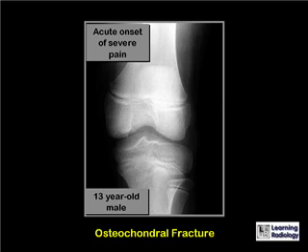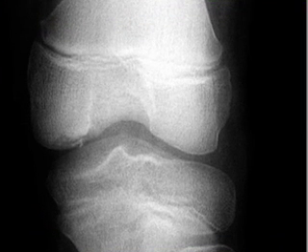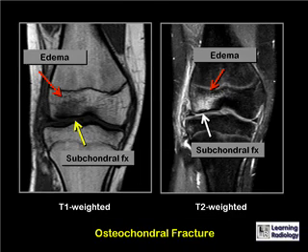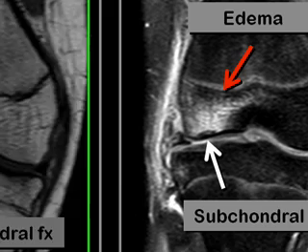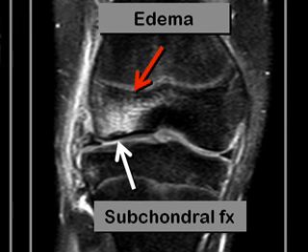This is a frontal view of the knee in a 13-year-old male who had the acute onset of severe pain, and you can see that there is a defect on the medial femoral condyle. On the T1 weighted MRI of the knee in the coronal projection, we see the edema of the medial femoral condyle, and we see the low signal intensity of the subchondral fracture. On the T2 weighted image, again, we see the edema. This time it has increased signal, and the decreased signal of the subchondral fracture.